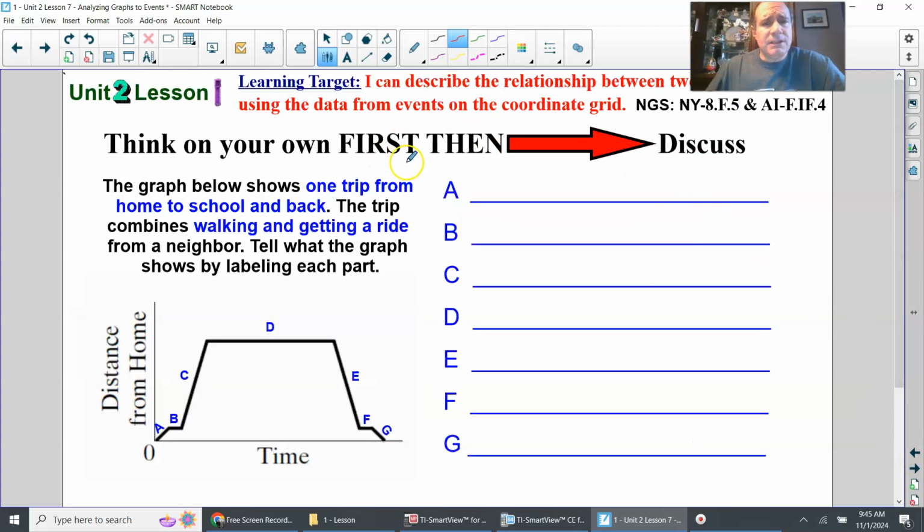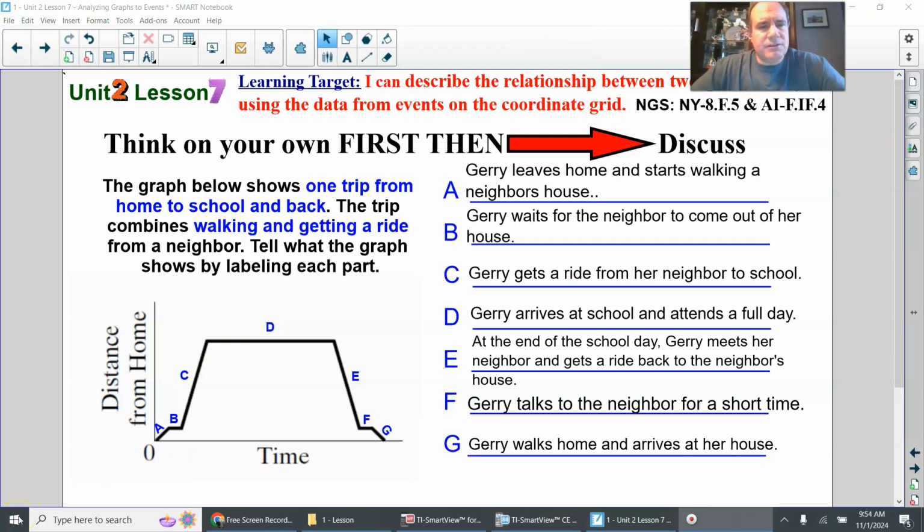All right, so think on your own first, then discuss. The graph below shows one trip from home to school and back. The trip combines walking and getting a ride from a neighbor. Tell what the graph shows by labeling each part. I already labeled the parts for you, so we're going to go ahead and put these in, and make sense of every single part. So this is the entire thing.